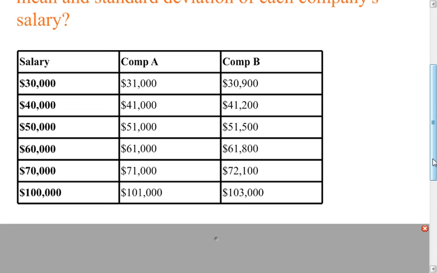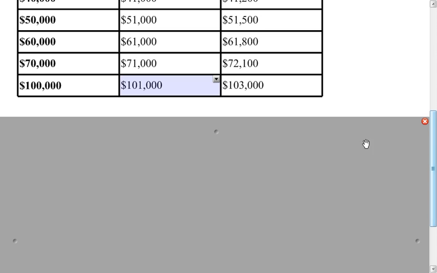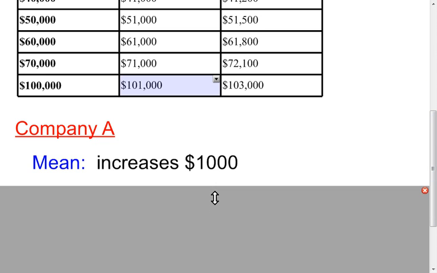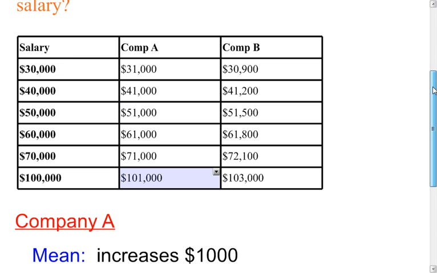Okay? So mean describes the average. Remember, I will add all the numbers up and divide by however many there are, and that's their average. So basically at Company A, you're adding salaries that are all $1,000 higher than they were before. Every single person gets $1,000 more than they were before. So at Company A, the mean basically increases $1,000. It makes sense that the average salary would go up $1,000.